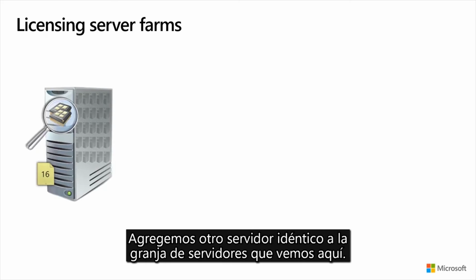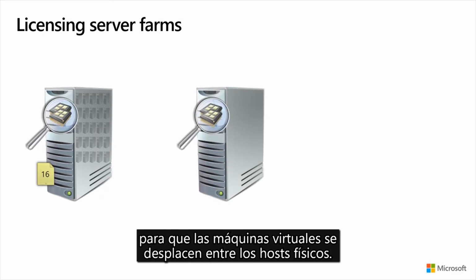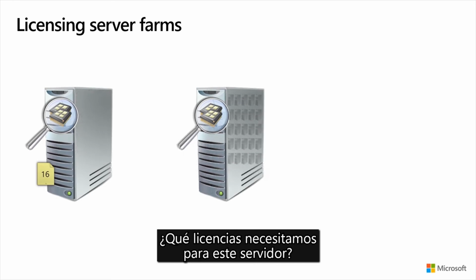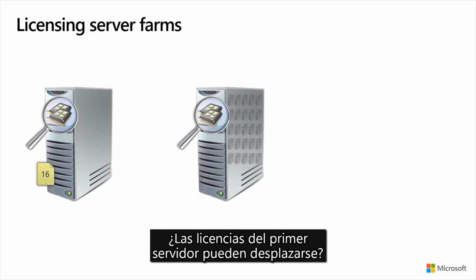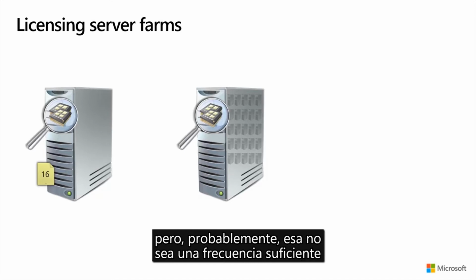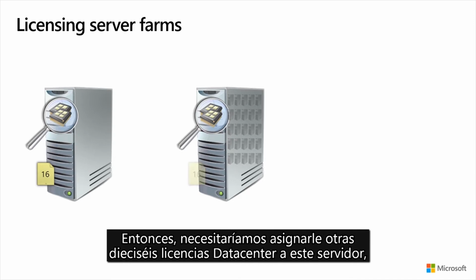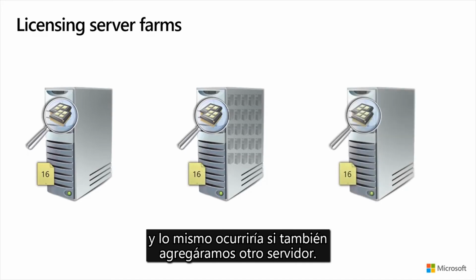Let's add another identical server to the server farm here. Now, this server farm is configured so that the virtual machines can move freely between the physical hosts. So what licenses do we need for this server? Can the licenses from the first server move across? In fact, they can't. Well, strictly speaking, they could move every 90 days, but that's unlikely to be often enough to support the requirements of this server farm. So we'd need to assign another 16 Data Center licenses to this server, and the same would be true if we were to add another server as well.